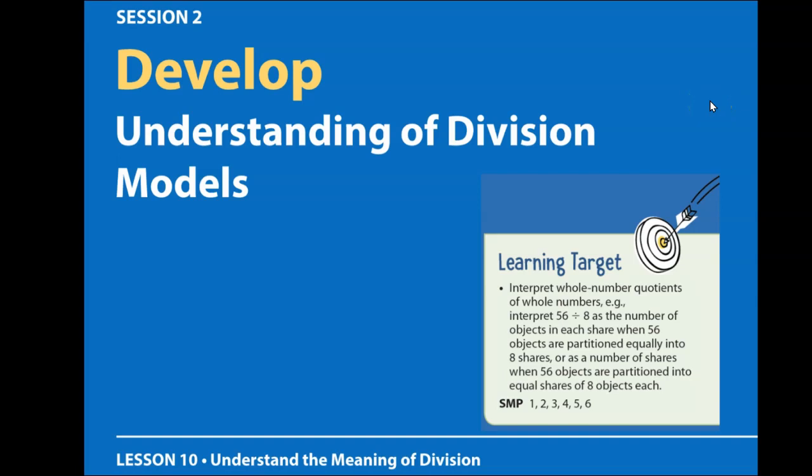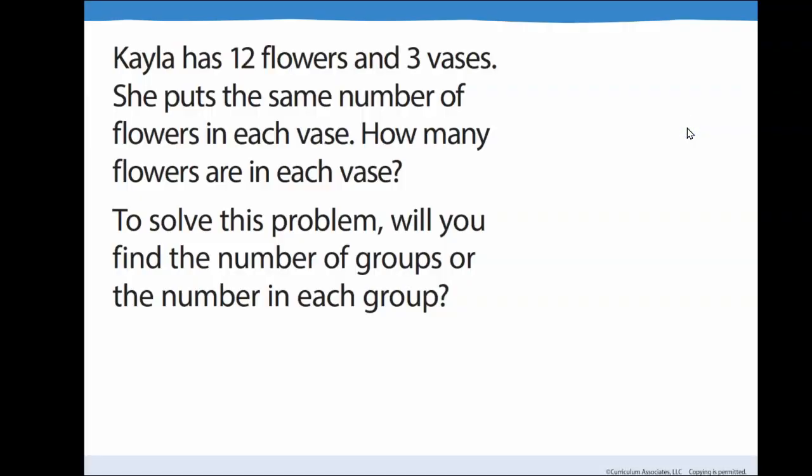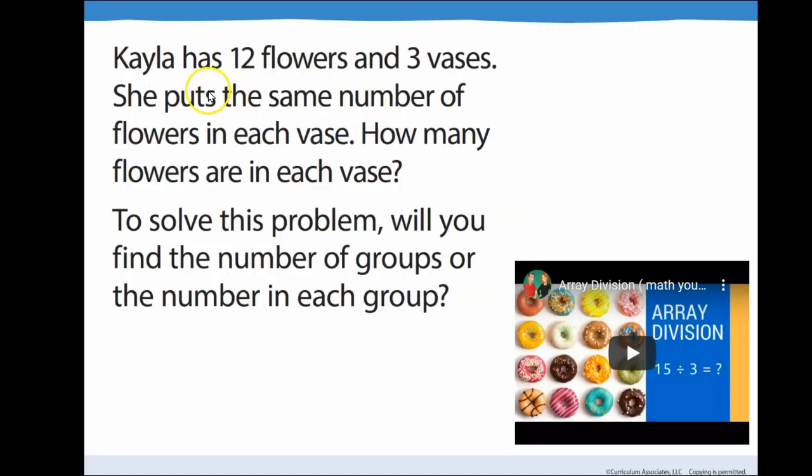All right, guys, this is lesson 10, session 2. It says understanding of division models. Kind of similar to what we did yesterday. See, Kayla has 12 flowers. So we know the total number of flowers that she has. So we're not looking for the total, like in multiplication. Okay? We're looking for how many groups or how many in each group.